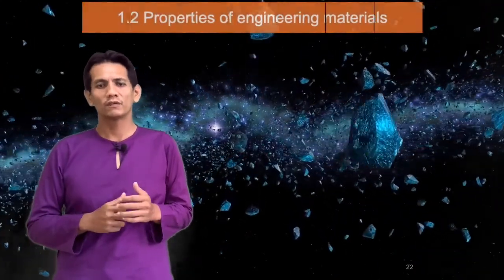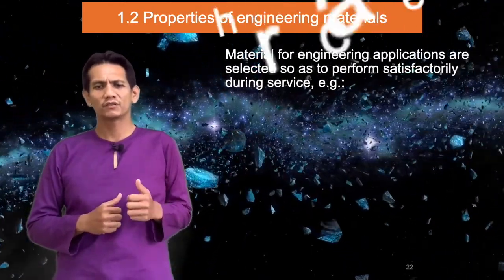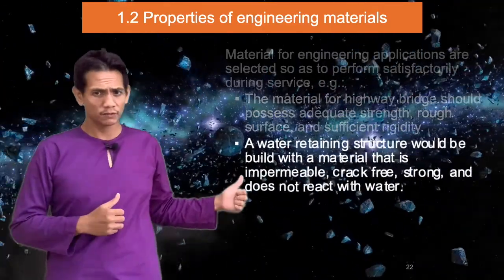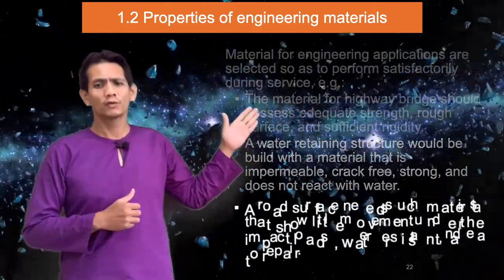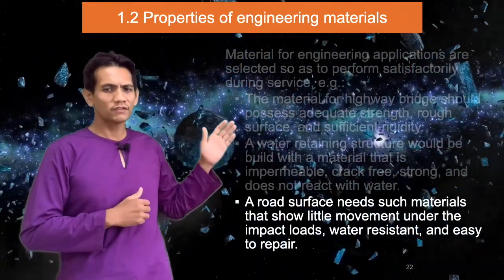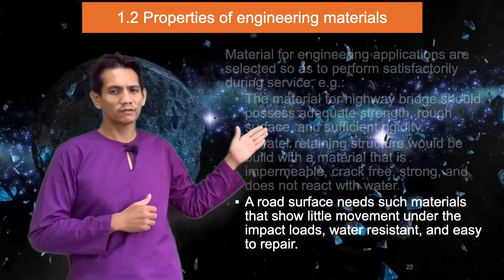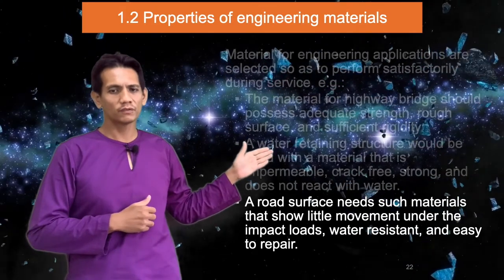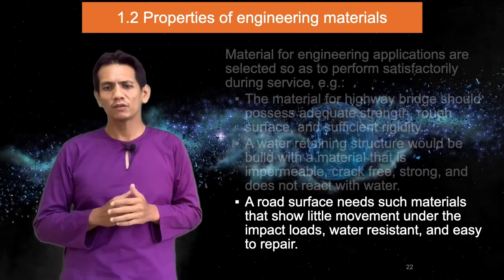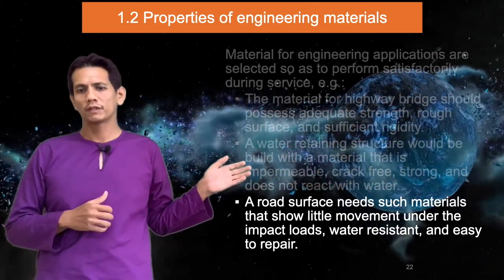And then properties of engineering materials. Materials for engineering applications are selected so as to perform satisfactorily during service. For example, the material for highway use should possess adequate strength, rough surface, and sufficient rigidity. A water-retaining structure would be built with a material that is impermeable, crack-free, strong, and does not react with water. And a road surface needs a material that shows little movement under impact loads, is water resistant, and is also easy to repair if anything happens.